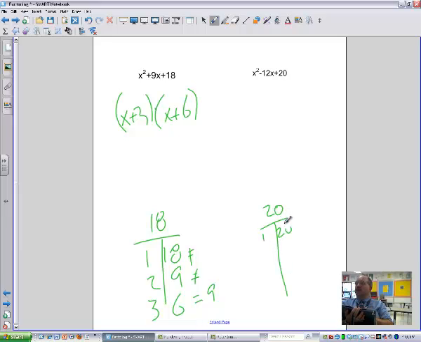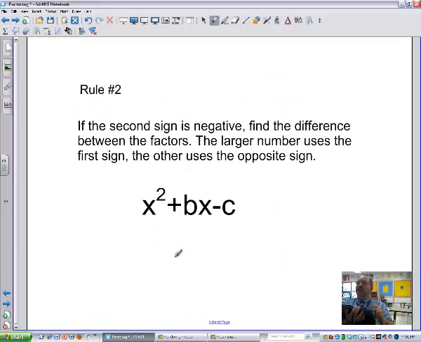So listing out the factors of 20 to do this one. 1 and 20. Still rule number 1 because the back sign's positive. 1 and 20, 2 and 10, 4 and 5. We want the pair that adds up to 12. The pair that adds up to 12 is x with 2, x with 10, right? That's the only ones we want. Both get the first sign, x minus 10, x minus 2. Okay? That's how that one works.